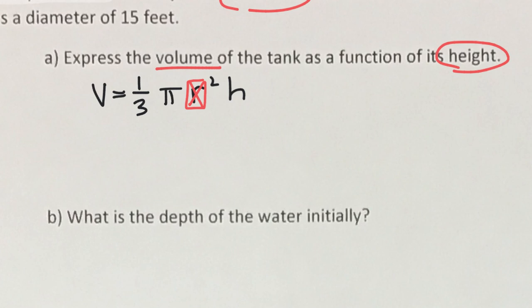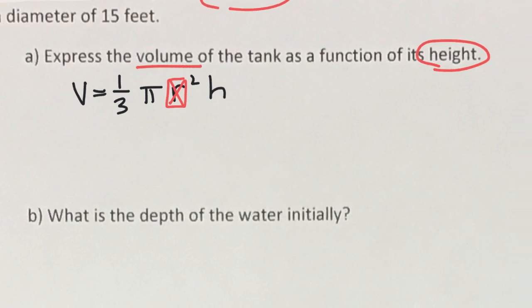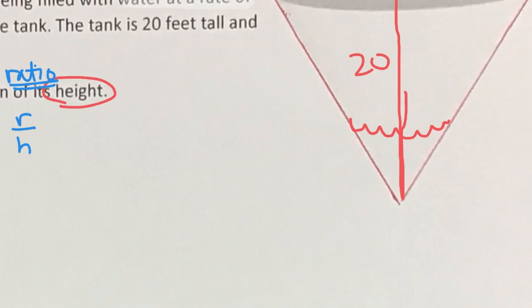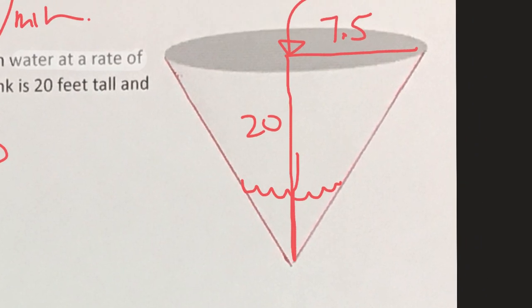Okay, and it turns out that when we're talking about a cone, there is always this ratio relationship between the radius and the height. Right, as the water decreases, the radius decreases proportionally. So if there was a height of 10, then the radius would be half, because 10 is half of 20, so this radius would be half of 7.5, which is like 3.75, I believe. I'll have to check my calculator, but I think that's 3.75.